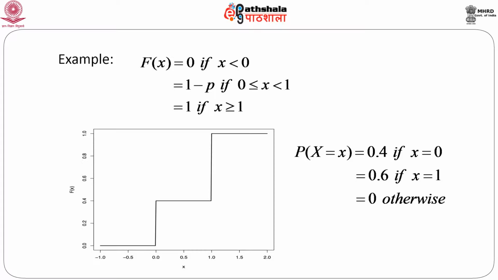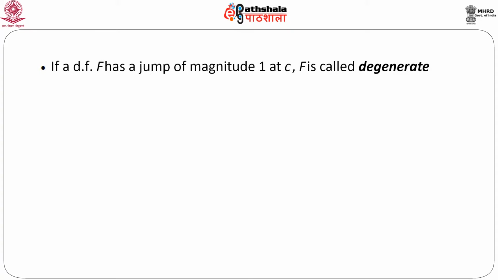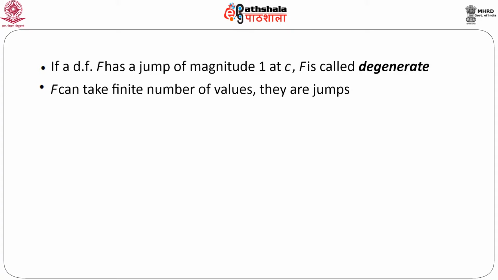So, what we are observing here is that this distribution function shows some kind of step function, some kind of jumps at certain points. One can think of what is the possible number of such points where we can observe the jumps. If a distribution function F has a jump of magnitude 1 at only one value, let it be c, then F is called degenerate. That means there is no other probability assigned to any value other than c. F can take a finite number of jumps. As we have seen in the last example, F has only 2 jumps.